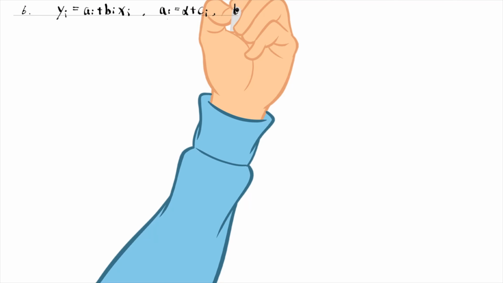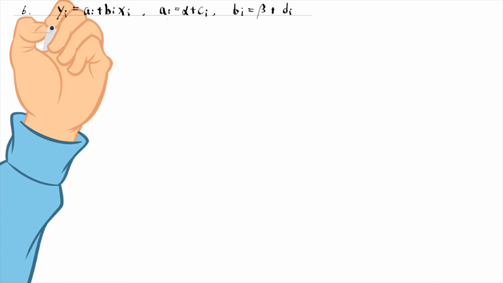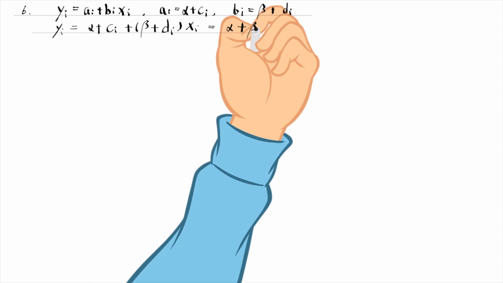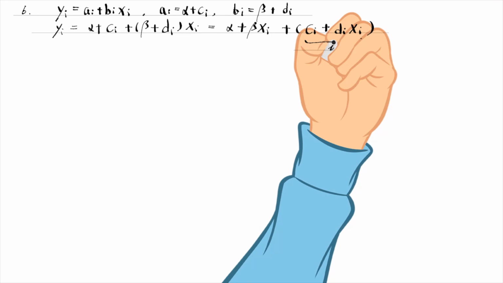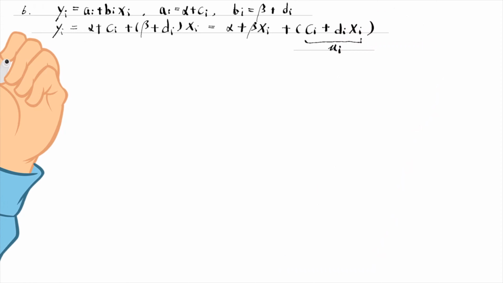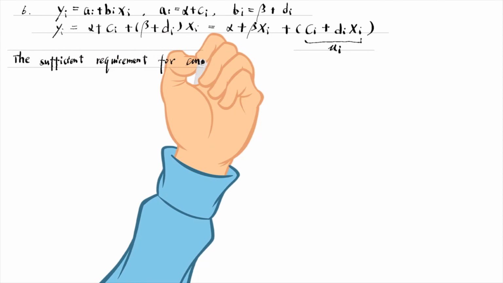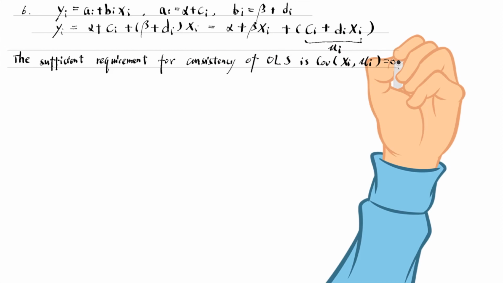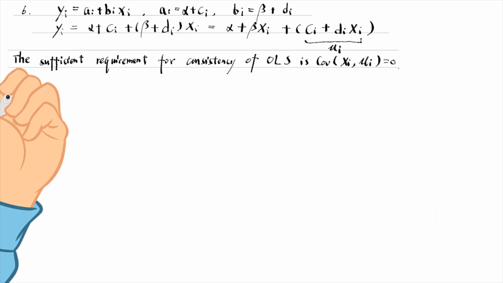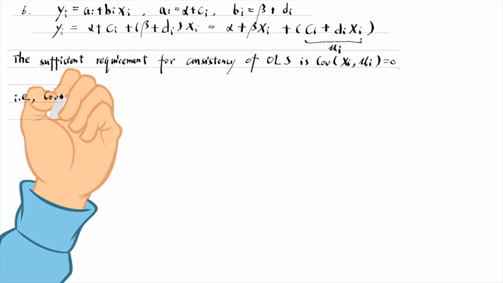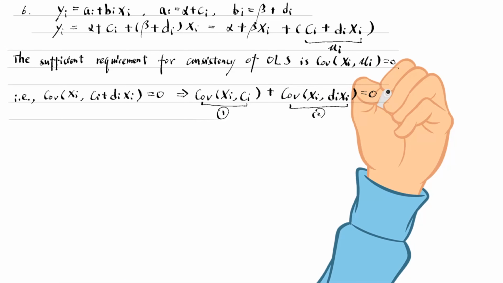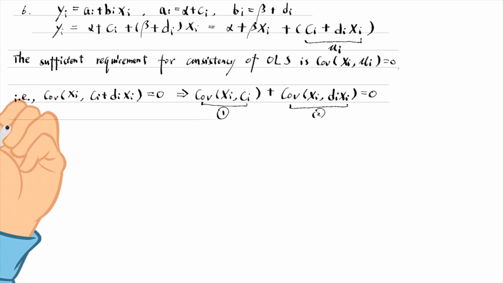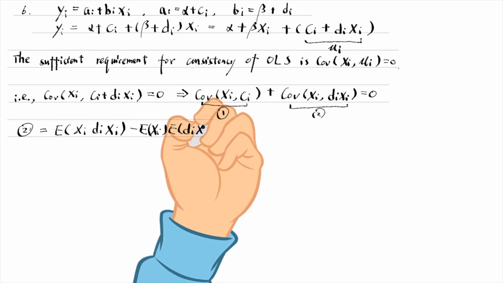We write the equation containing a composite error term, mu i, which equals c_i plus d_i times x_i. The requirement for consistency of OLS is that the covariance between x_i and mu i is 0. Because mu i is a composite error, we can write the covariance into two terms. The second term can be written out and then simplified.